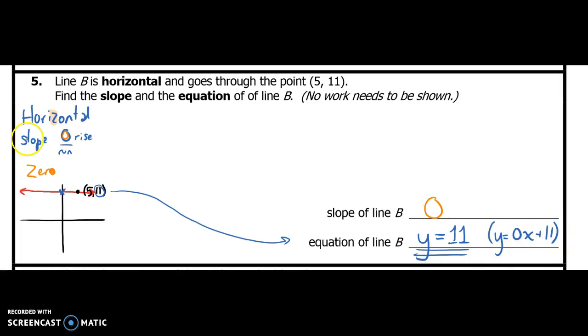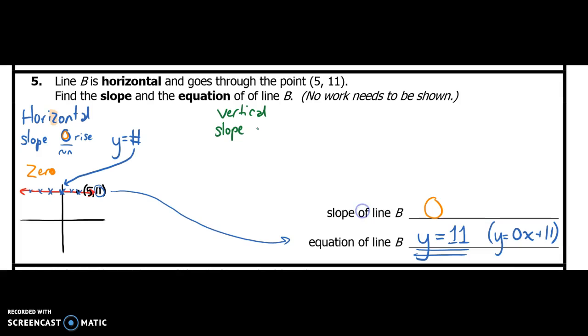Horizontal lines always have a slope of 0, and always have an equation of y equals something, because their graphs are going to hit the y-axis, and every point on that line will have the same y-coordinate, even though the x will change. While we're at it, just a quick reminder about vertical lines. This wasn't part of this question or the quiz question, but it's a good time to review it.